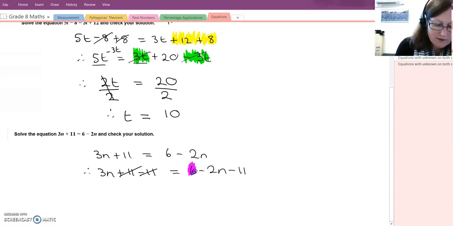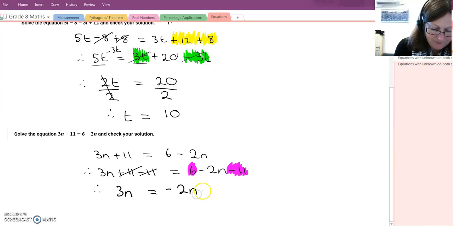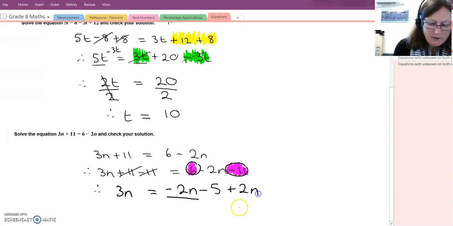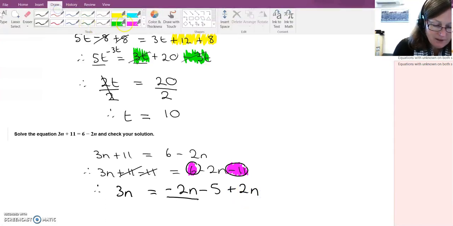Now on my right hand side, I combine my like terms, which I've just highlighted, so they're the terms with no pronumeral. So on my left hand side I've got 3n, on my right hand side I have negative 2n minus 5, because that's what I get when I combine those like terms. I've still got a pronumeral on both sides, so how can I eliminate this from here? Well, if I add 2n, let's look what happens.